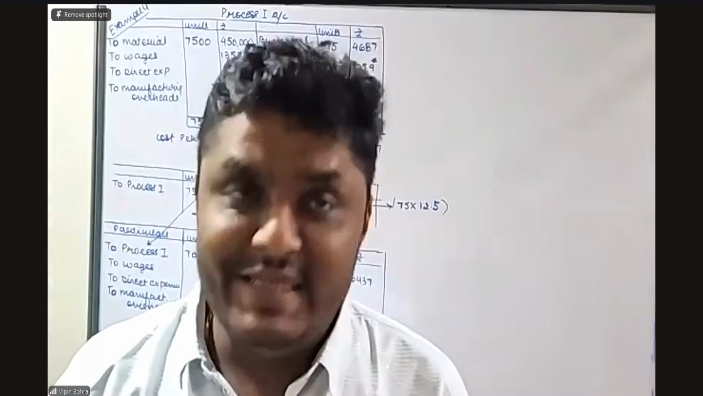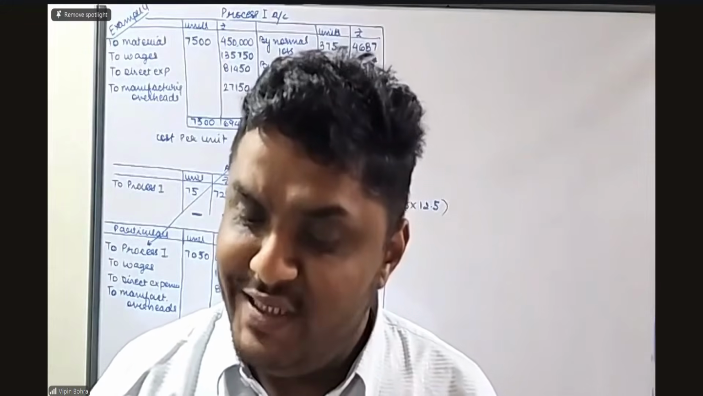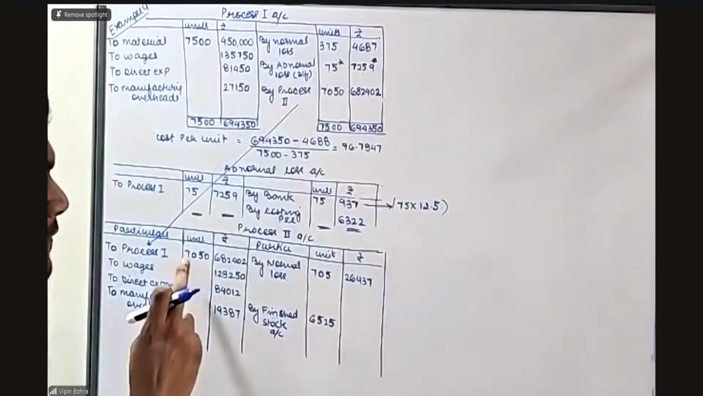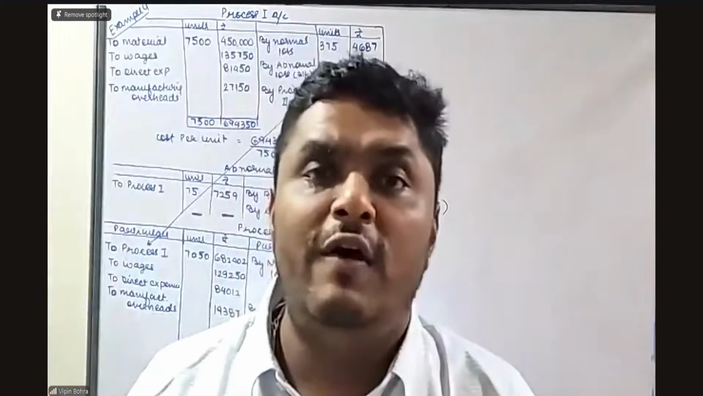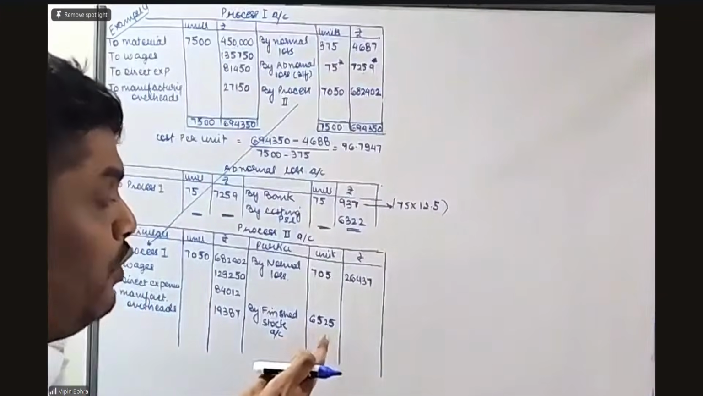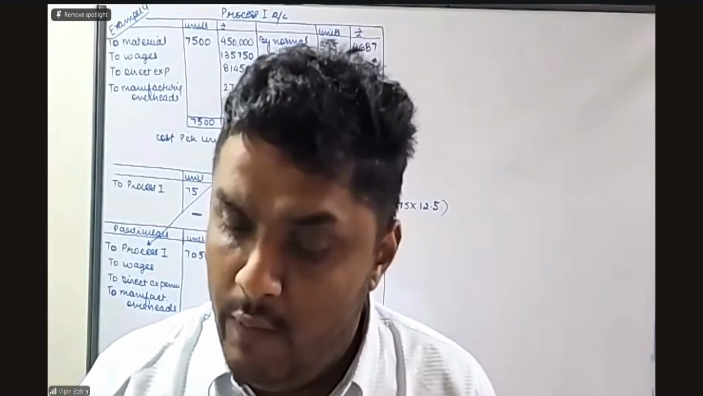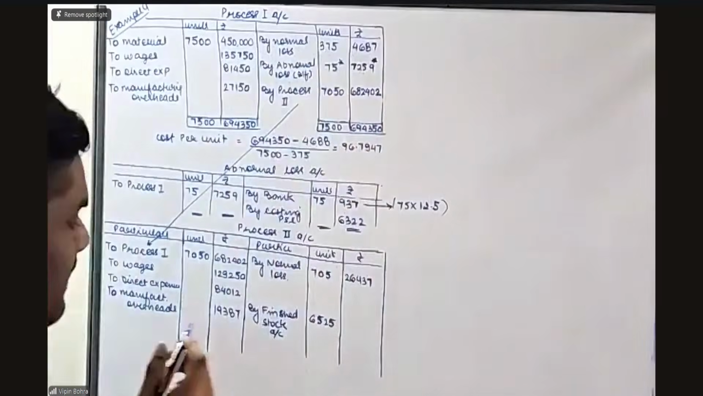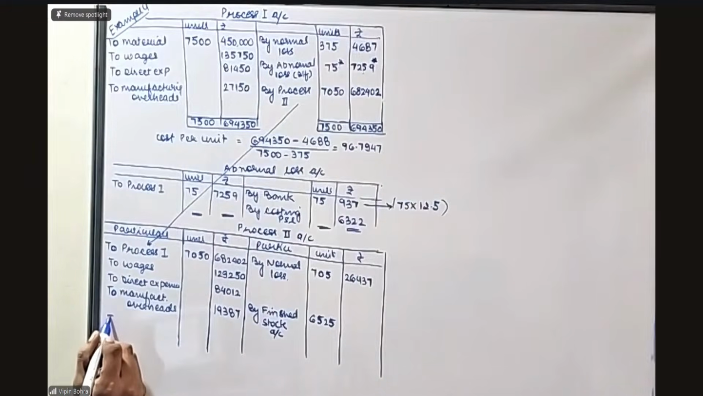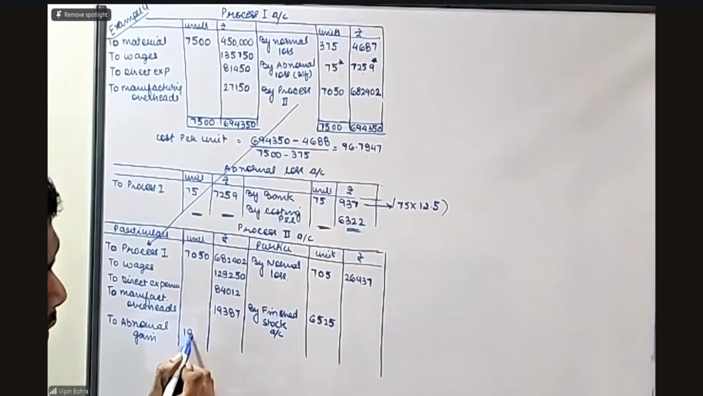Now let's check whether it is abnormal loss or abnormal gain. So 7050 was my input. I was expecting an output of 6345, that is 7050 minus 705. However, my output is 6525. That is 180 units extra we manufactured. So that is my abnormal gain. We can call it the balancing figure also.